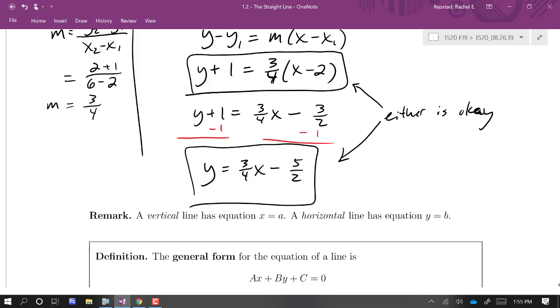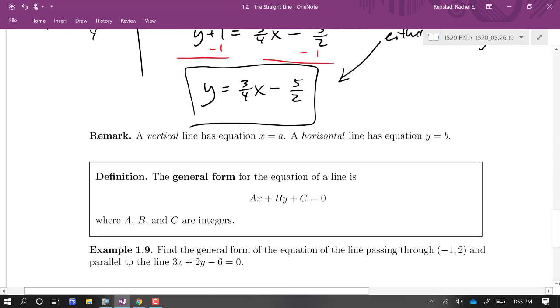Now the general form, I already alluded to this before, but the general form is when we've got all the terms collected on one side, so it's set equal to 0. And usually, unless there are some irrational coefficients, we try to make sure that a, b, and c are integers, so we clear any denominators.